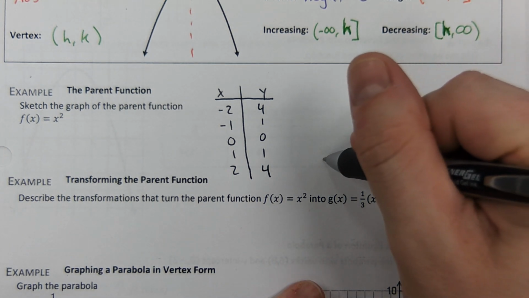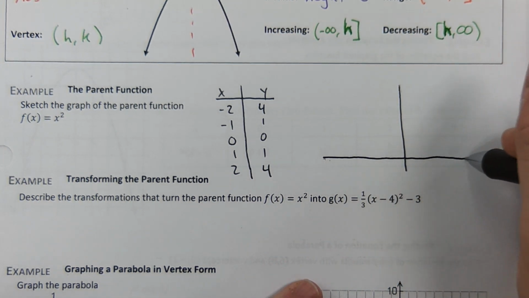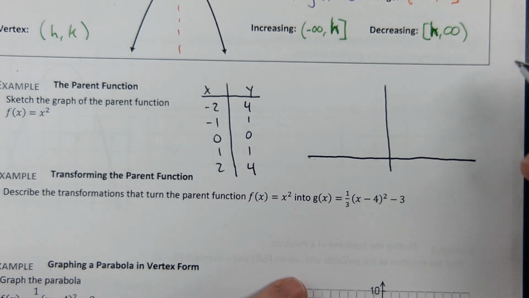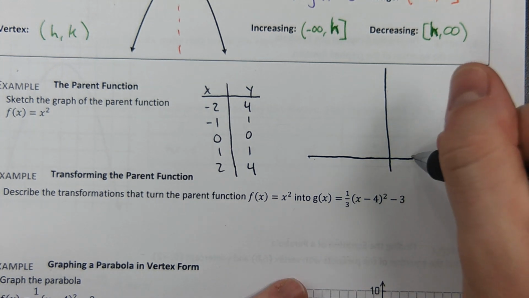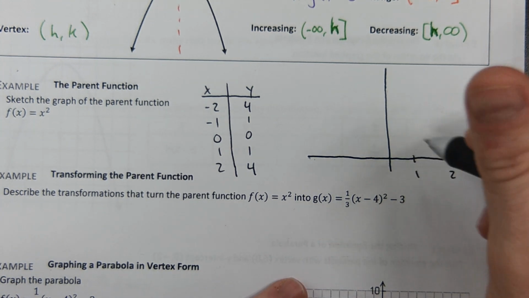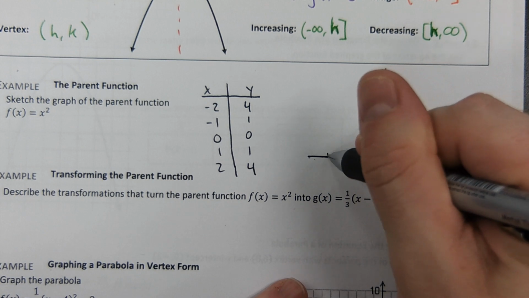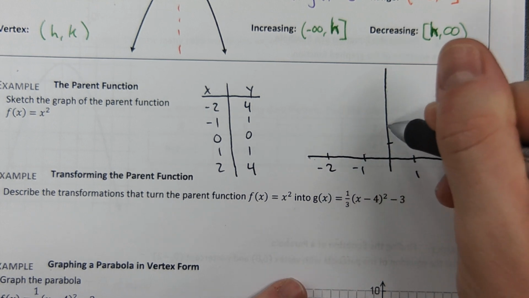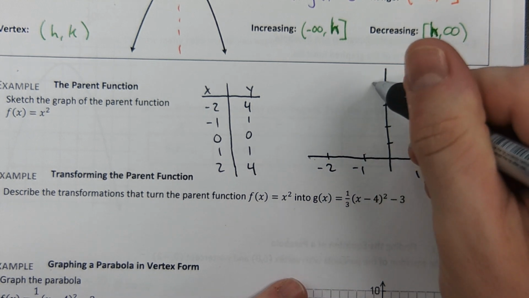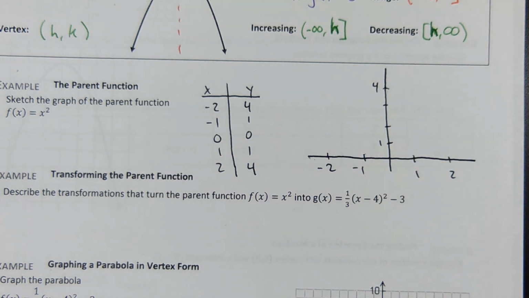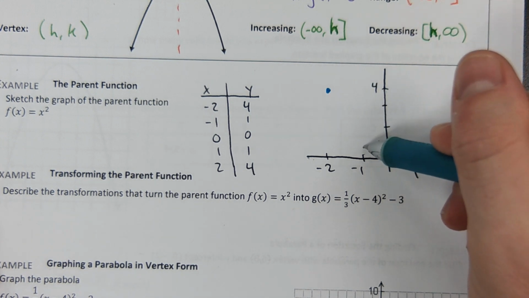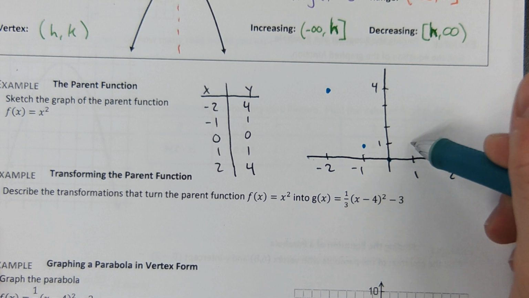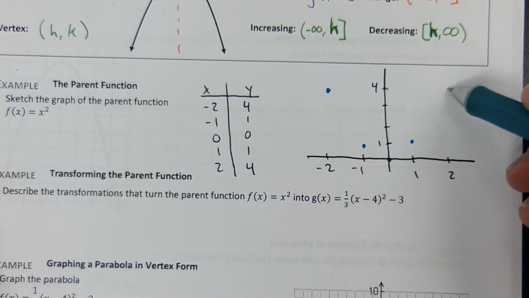Question for me or no? Okay. I don't know why I made my x-axis so big. That was unnecessary. x equals 1, x equals 2, x equals -1, x equals -2, and my y values, I went all the way up to 4. So we just plot our points. -2, 4, -1, 1, 0, 0, 1, 1, and 2, 4.